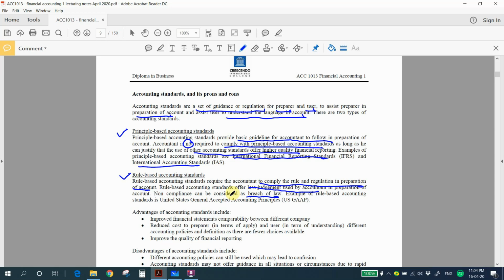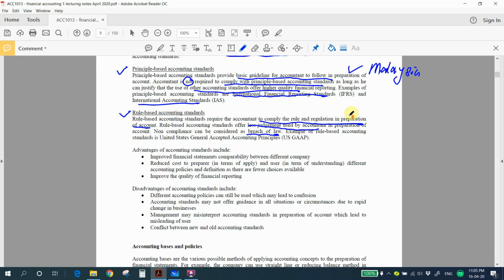So one question: in Malaysia, are we following principle-based accounting standard or rule-based accounting standard? The answer is, for Malaysia, we are following principle-based accounting standard. You are not required to follow 100%, but you are advised to follow because they offer the most appropriate guidance for the accountant in the preparation of account.